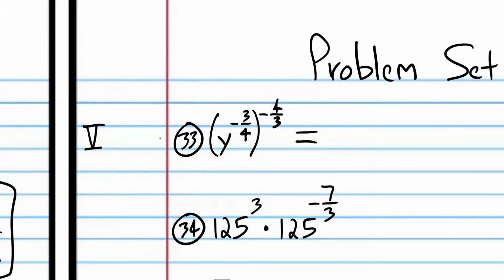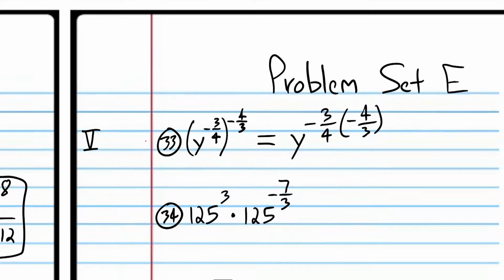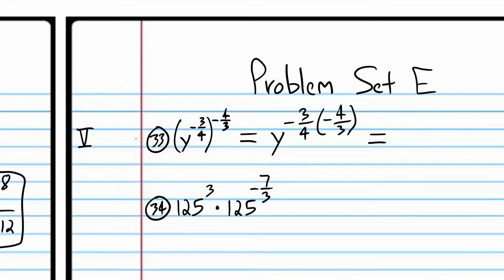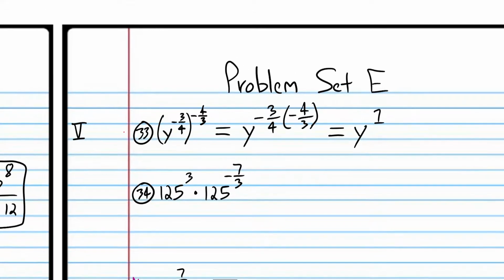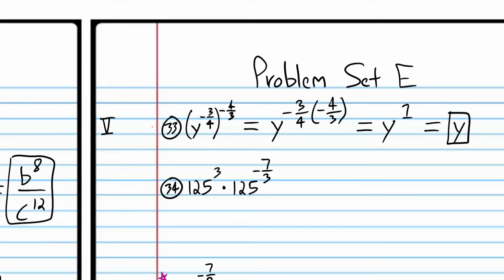So we're going to use rule number 5. Raising a power to another power, we just multiply the exponents. It's very important to use parentheses there because we don't want to confuse ourselves. Negative 3/4 times negative 4/3, if you do the math, just ends up being 1. Multiply the numerators, multiply the denominators, you get 12 over 12, which is 1. And anything raised to the 1 power is just whatever that number is. That is rule number 6.